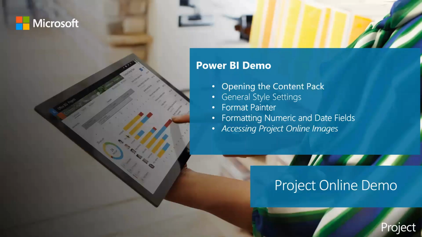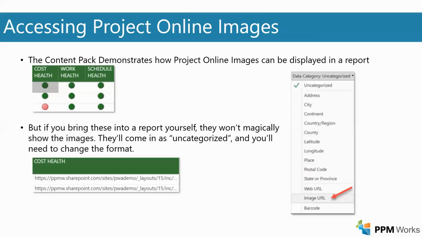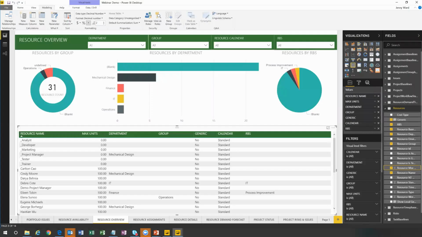Now we're going to talk about accessing the project online images. Okay, so let's go through and open this up. We are going to take a look at the way that things come through, and then what they actually look like when you open it up first in Power BI. Okay, so let's go to our portfolio dashboard.